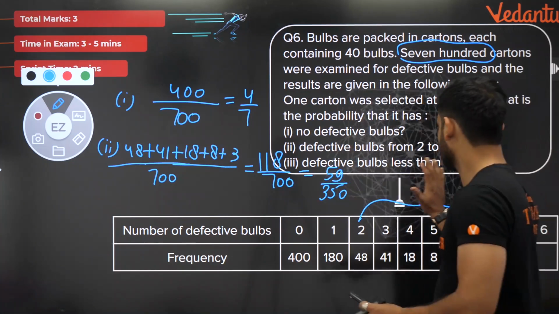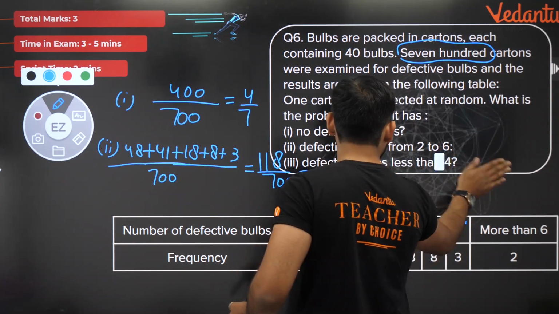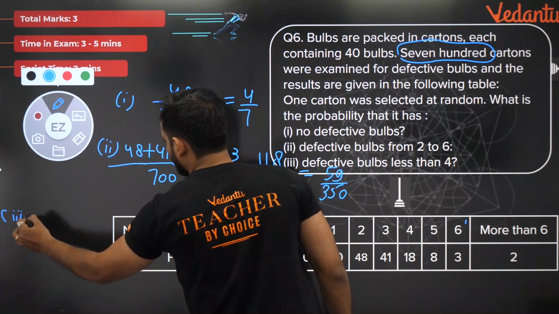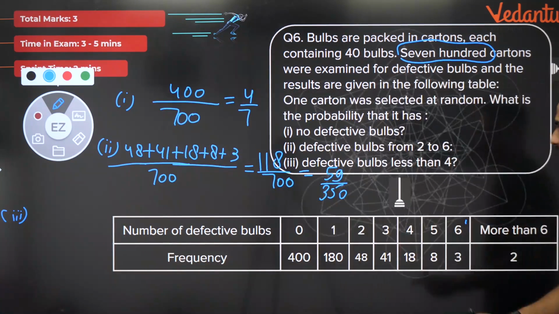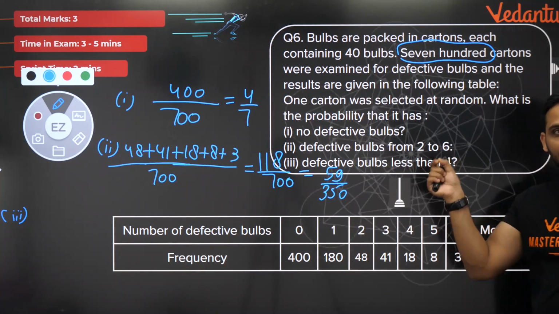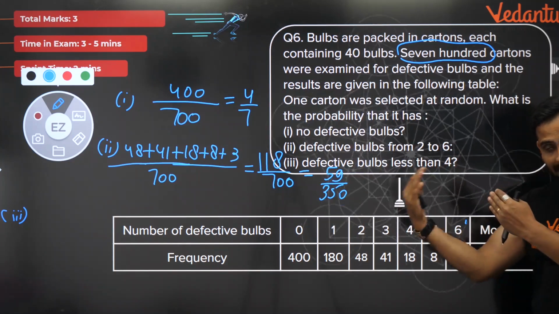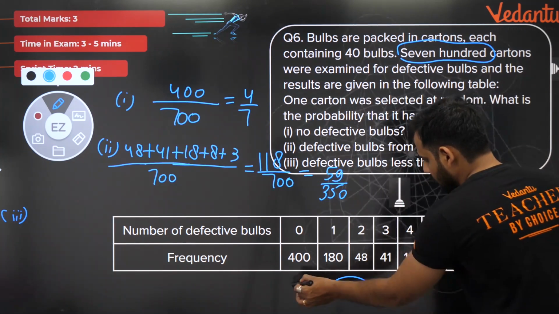Now the next question. Defective bulbs less than 4. The number of defective bulbs should be less than 4. Be very clear. Less than 4. Not more than 4. Not equal to 4. Less than 4. That means only this part.